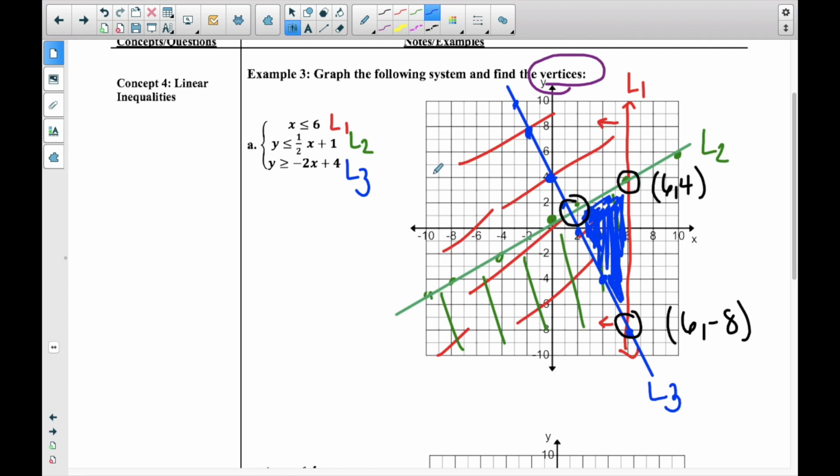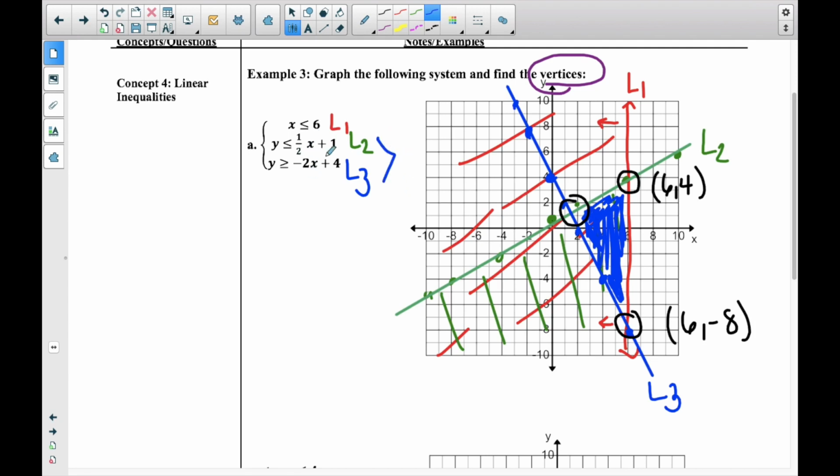Here's the hard part. This point right here, I cannot see where it hits. And in fact, it's not just because I was messy, it's because it hits at a fraction. And you might think, well, can't we just estimate? Not really. We need to have an actual answer for this. How are we going to find that answer? Well, I've lined up this one as L3, this line is L2, so I need to come over here and look at L2 and L3 and basically find those intersection points.